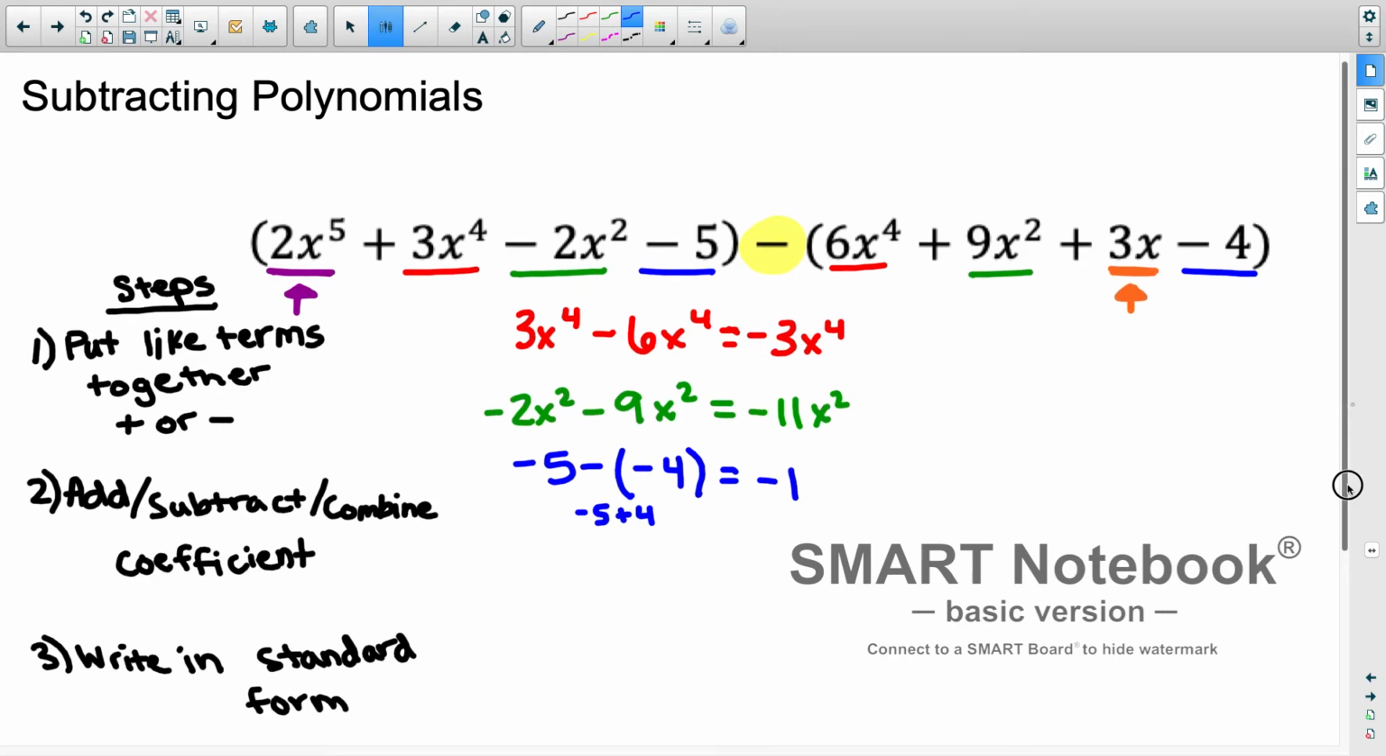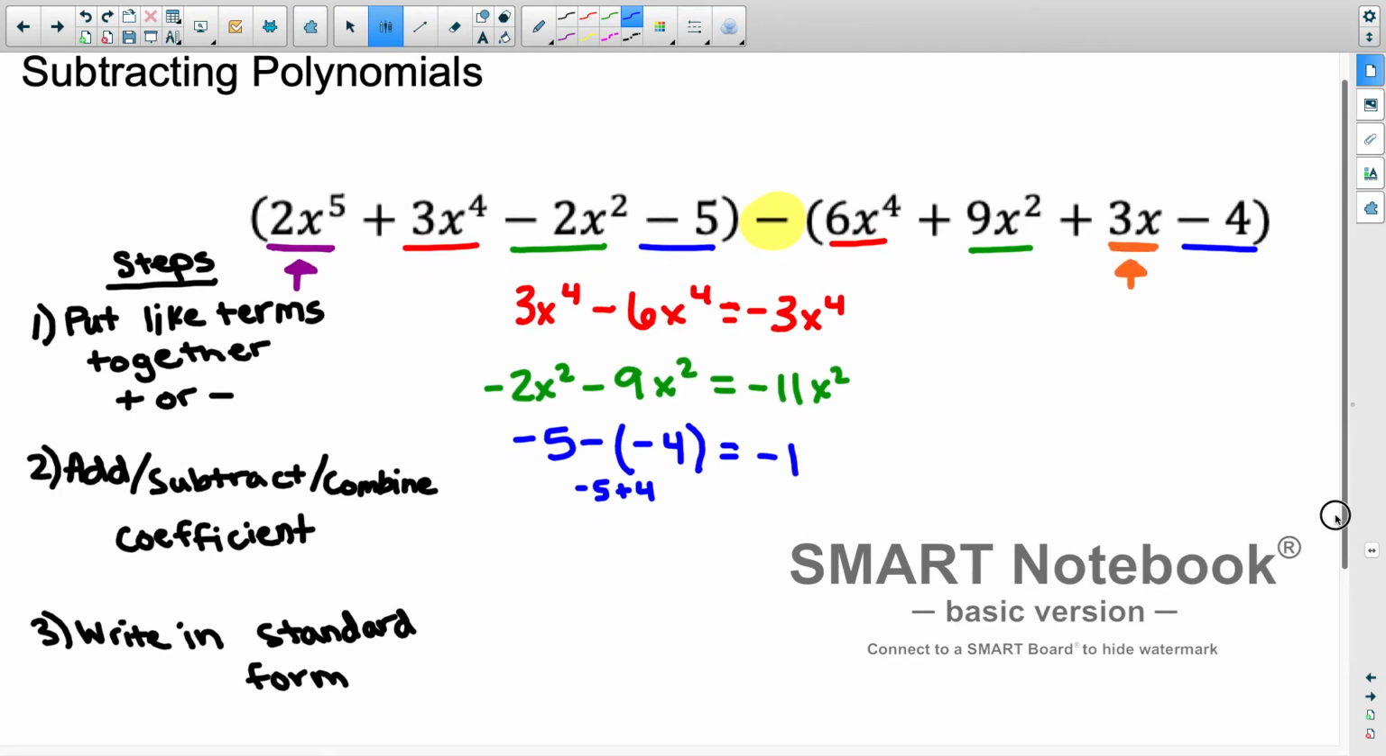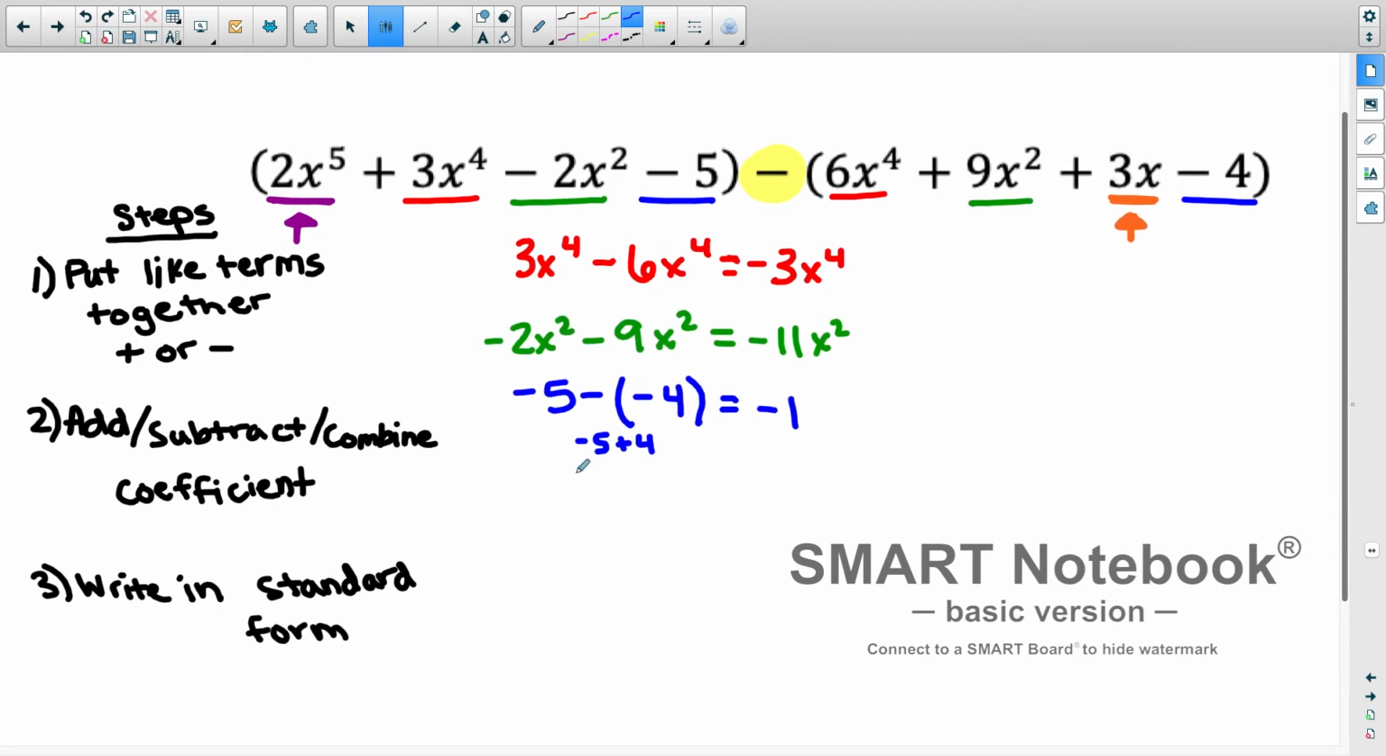All right, last step is now to write in standard form. So which part should I start with? Which one has that highest exponent? If I write my final answer in standard form, I want the term that has that highest exponent first. Oh, the 2x to the 5th, right? Yeah, good one. You remember we had this 2x to the 5th that we didn't use yet. So that's going to be in our final answer.